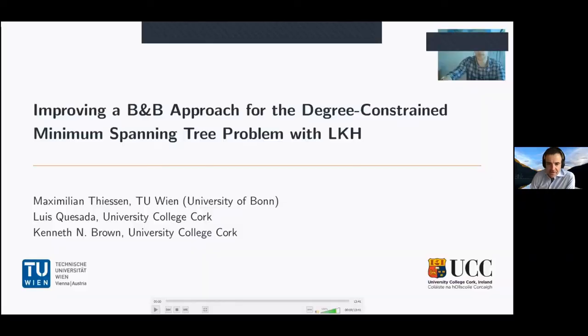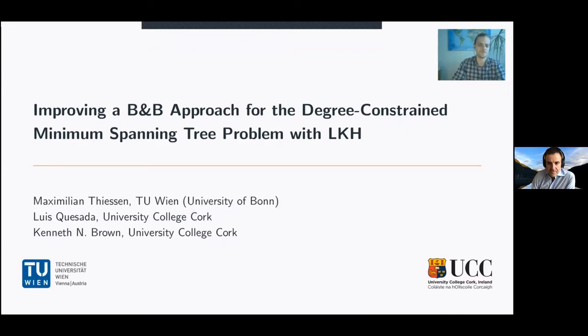All right, any other question? All right, then I suggest we go on to the final talk of this session, which will be improving a branch and bound approach for the degree constrained minimum spanning tree problem with LKH by Maximilian Thiessen, Louis Quesada, and Kenneth Brown.